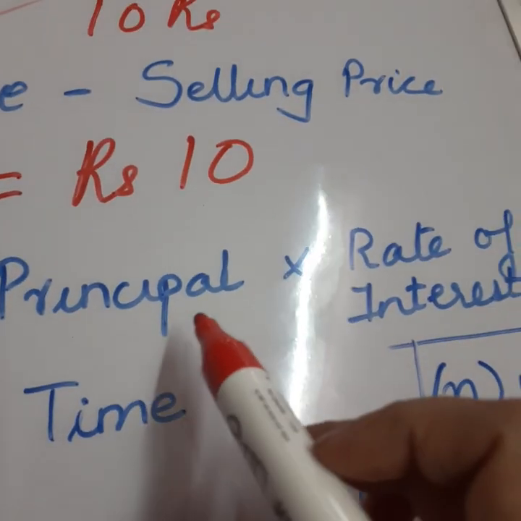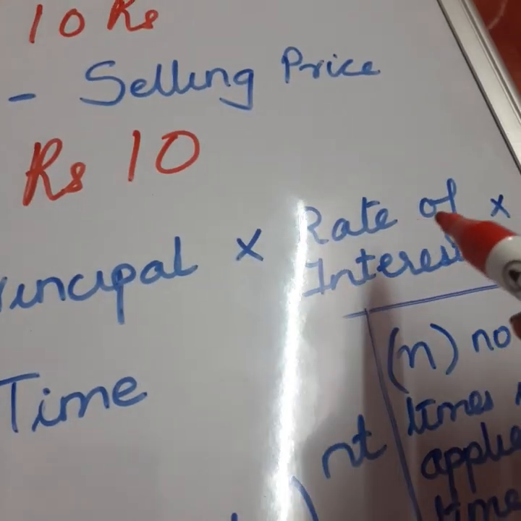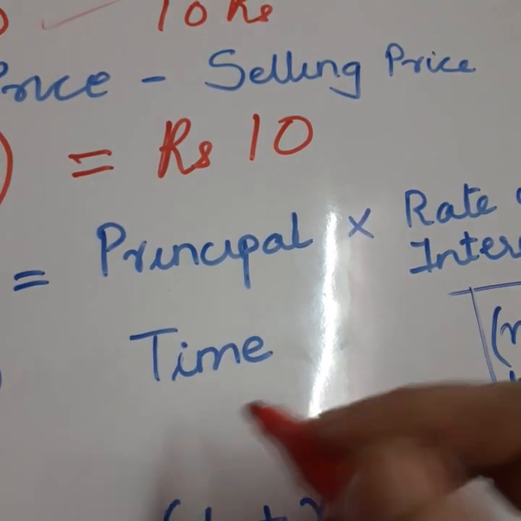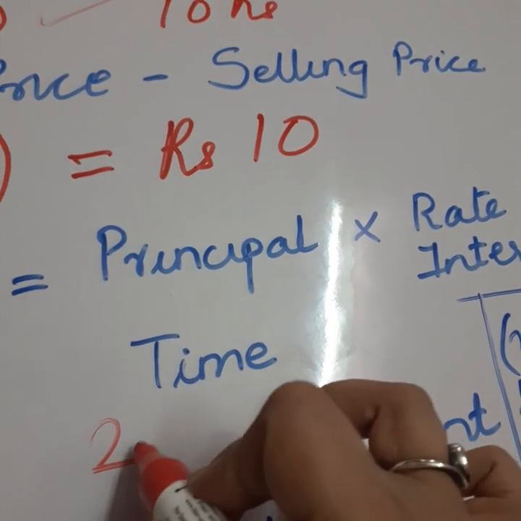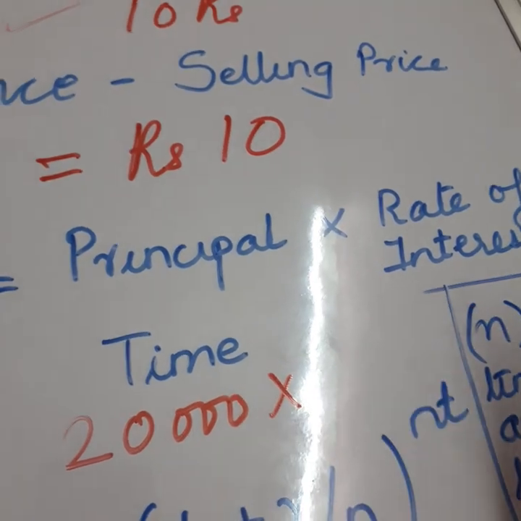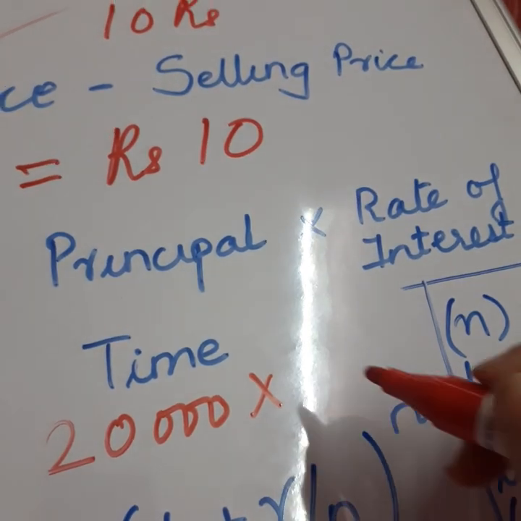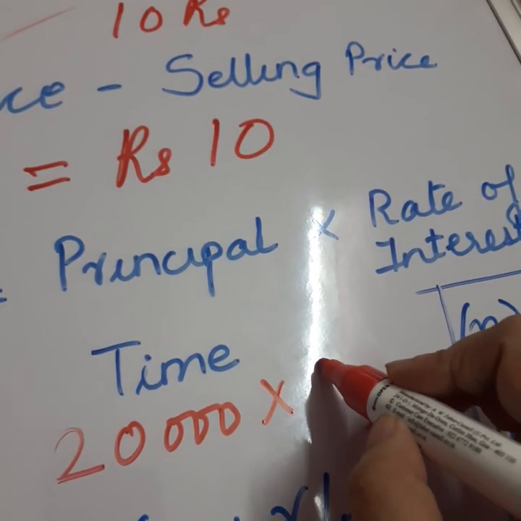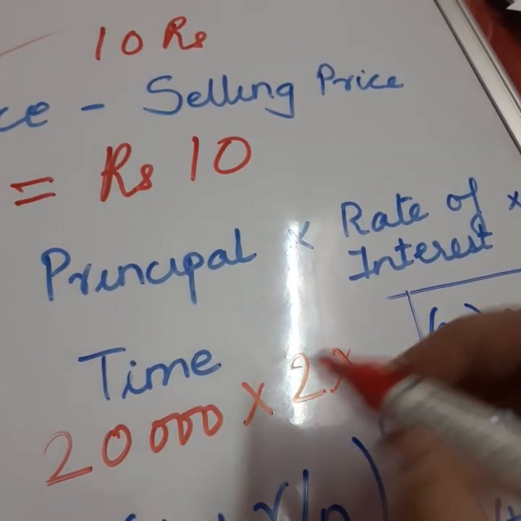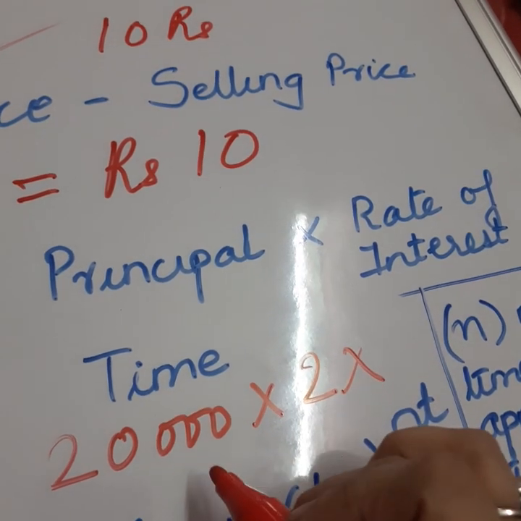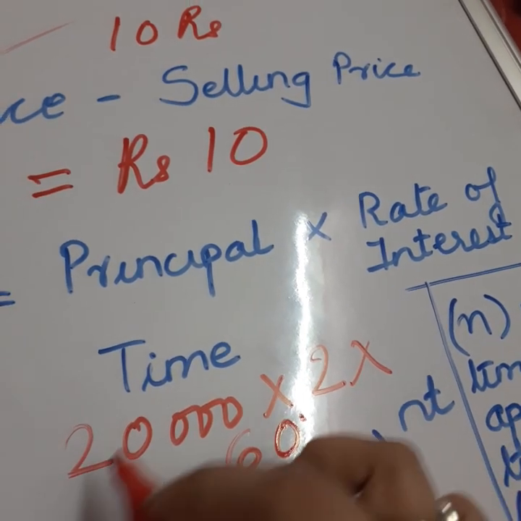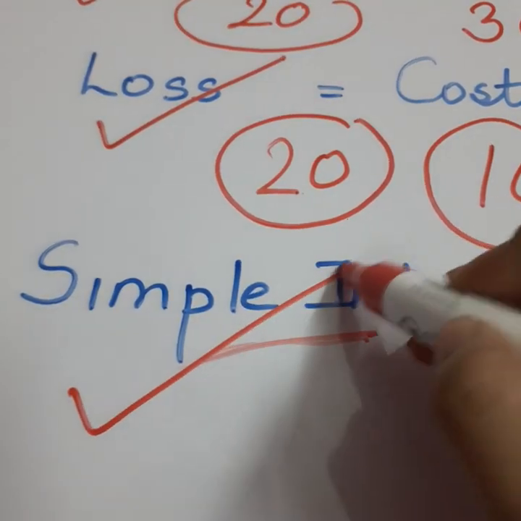Now what is interest? Principal into rate of interest into time. Principal amount, what is the amount you have invested? Suppose 20,000 you have invested. Rate of interest, this is the interest given by the bank or given by anybody who's giving you the rate of interest. Suppose 2%, okay, into the time. Time is what? The number of days you have kept, like for example 2 months, 3 months, 30 days, 60 days. Okay, this is how you will calculate the simple interest.